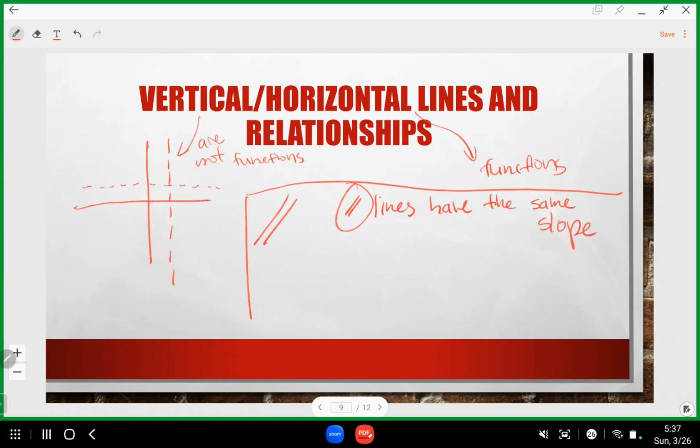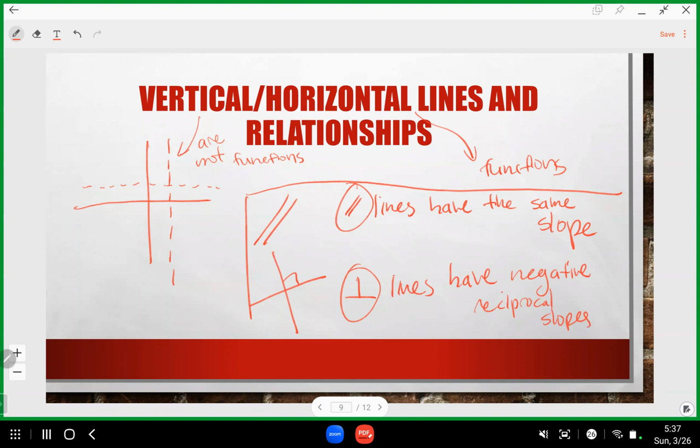What about perpendicular lines like this? They create right angles, right? This is the symbol for perpendicular lines. First of all, their slopes are negative reciprocals.